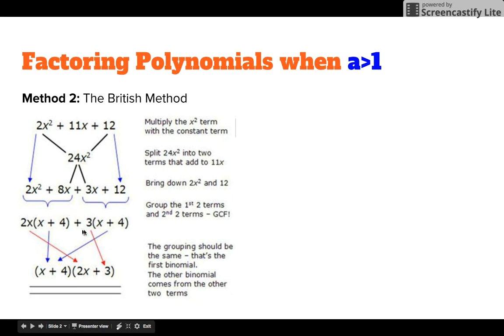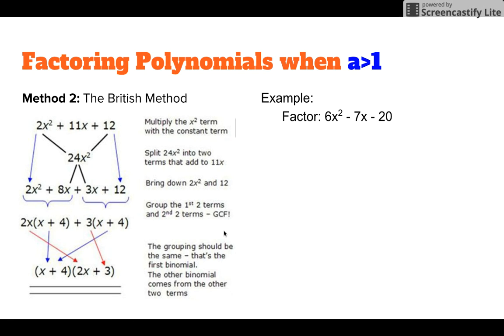Now what's great about this is that the x plus 4 and the x plus 4 here are the same. So we can pull that out to be our first binomial factor. The second binomial factor comes from the two GCF values that we pulled out earlier, 2x plus 3. Now, if you're still a little confused, that's okay. Let's look at another example.